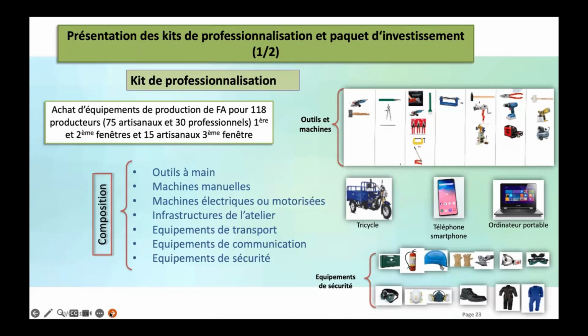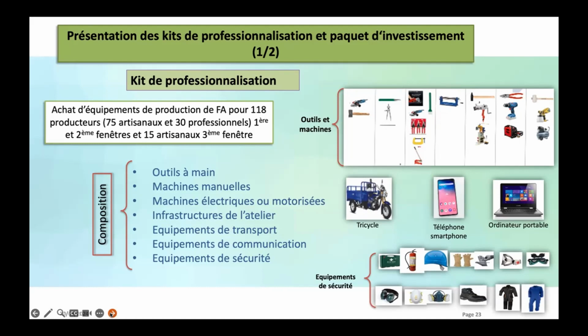So what was the kit made of? In the buying, there were 118 producers that were interested. Among them, 75 artisanal and 30 professionals. When we sent information, some said they were interested, and we checked them against the criteria for the kit of professionalization and the package. Here you have the sets.